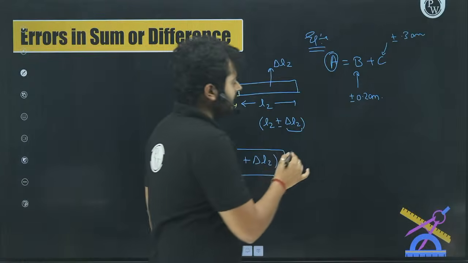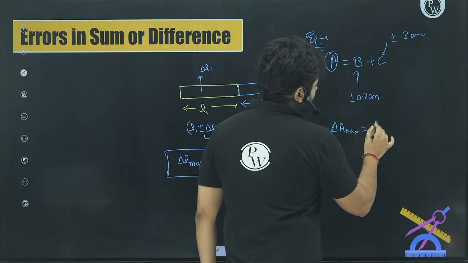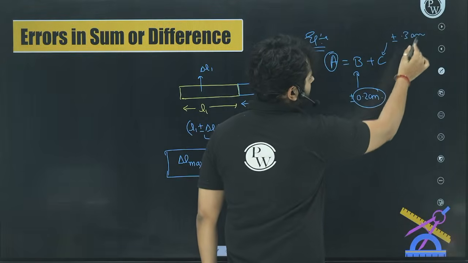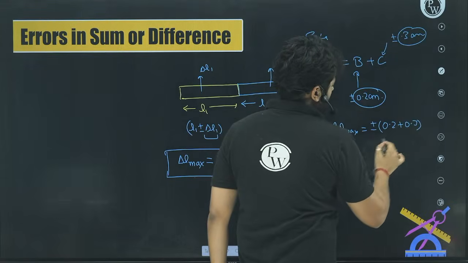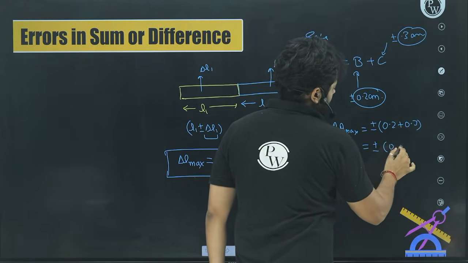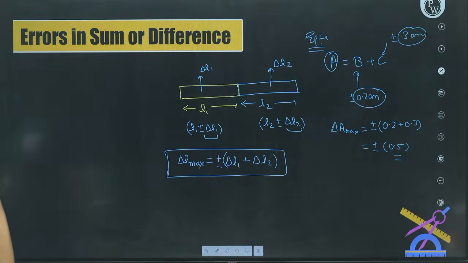So my dear kids, the maximum possible error in A would be plus minus error in the first part plus error in the second part, plus minus 0.2 plus 0.3. I hope the idea is very, very clear. So it is 0.5. Is that clear? Okay.